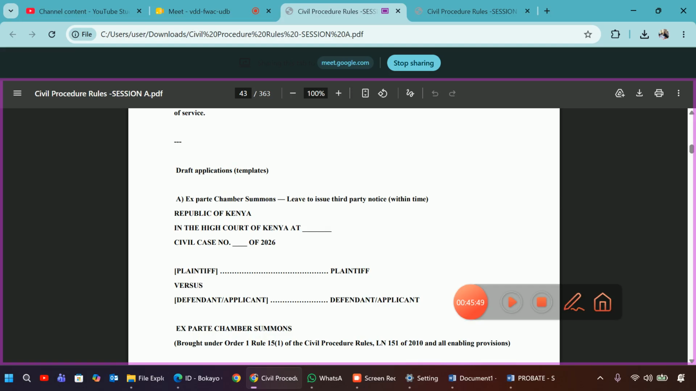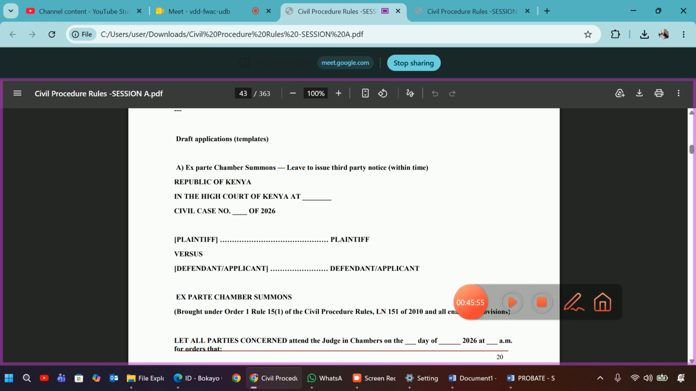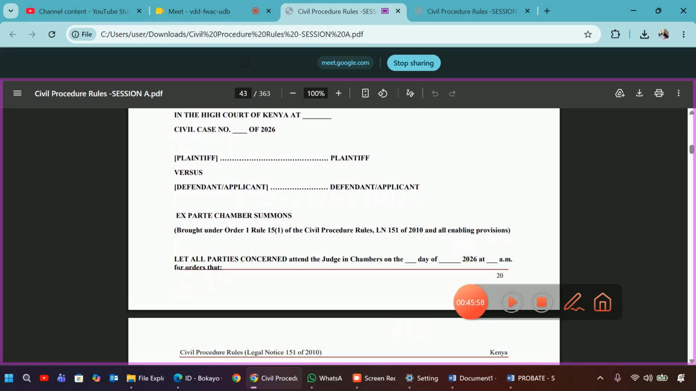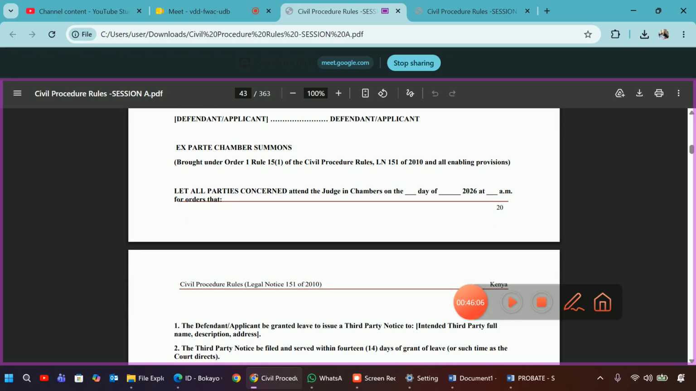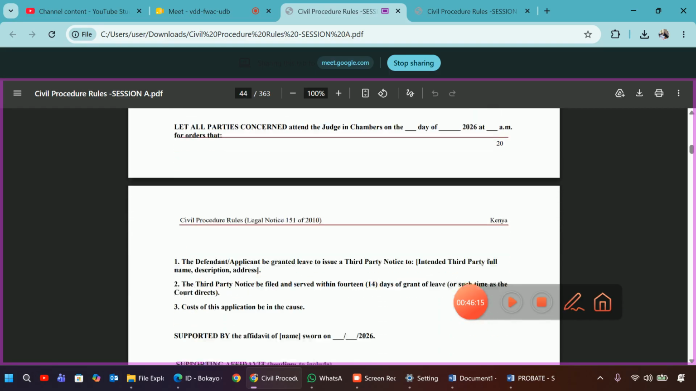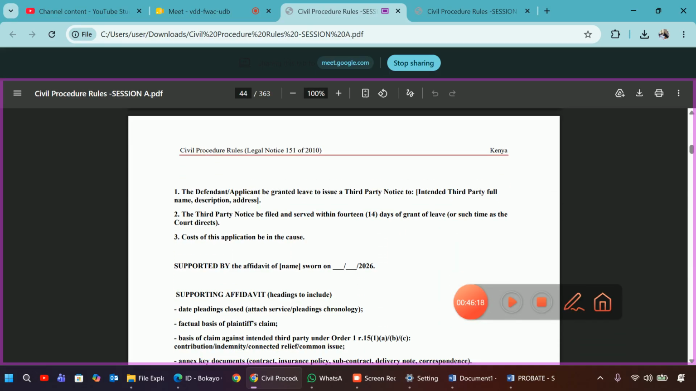The rules have directly stated that we use ex parte chamber summons, leave to issue to third party within time. So Republic, that is the heading, constant, then ex parte chamber summons being brought under Order 1, Rule 15 of the Civil Procedure Rules and all other enabling provisions. Let all parties concerned, these are chamber summons, let all parties concerned attend the judge in chambers on day of 2026 at this time for orders that: 1. The defendant or applicant be granted leave to issue a third party notice to the intended third party, and the third party notice be filed and served within 14 days of grant of leave or such time as the court will direct.